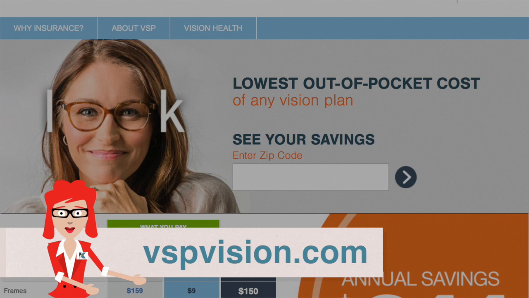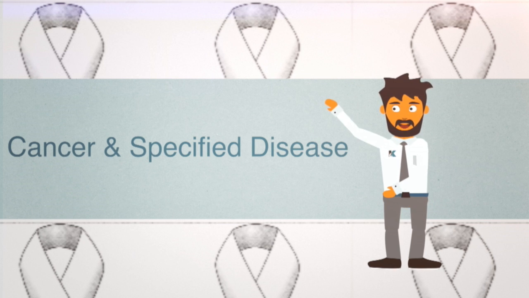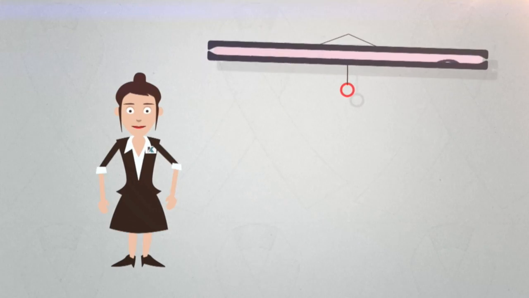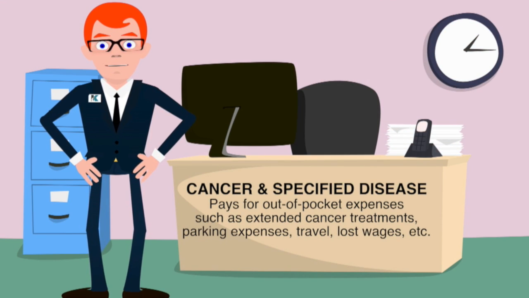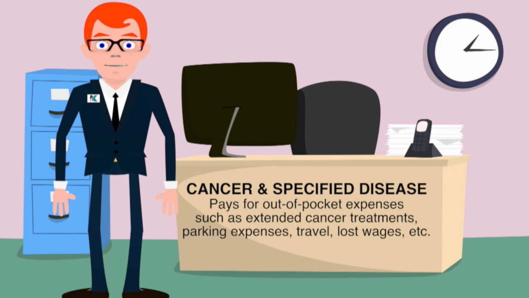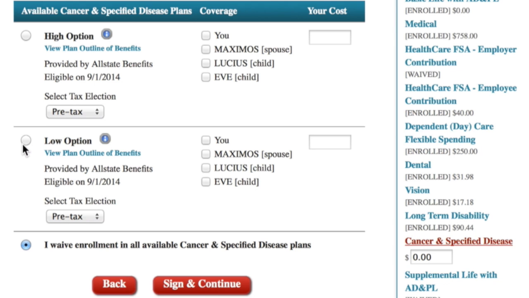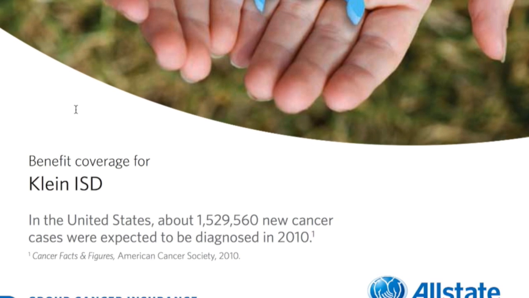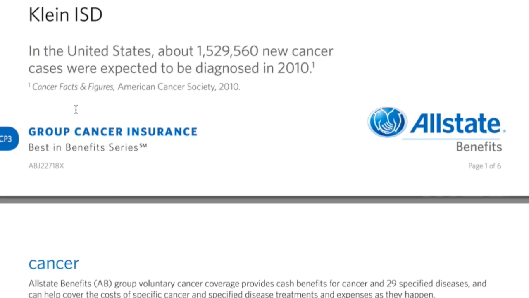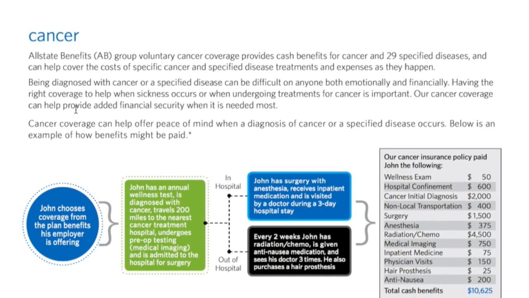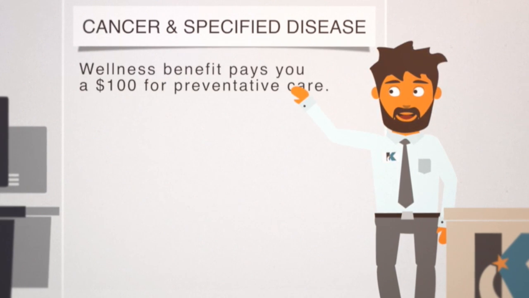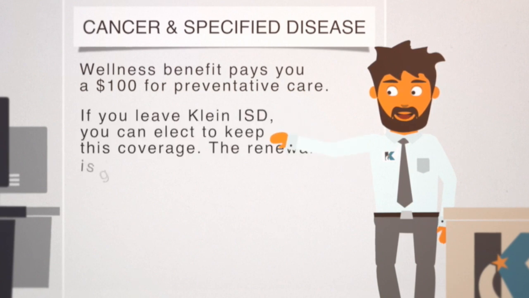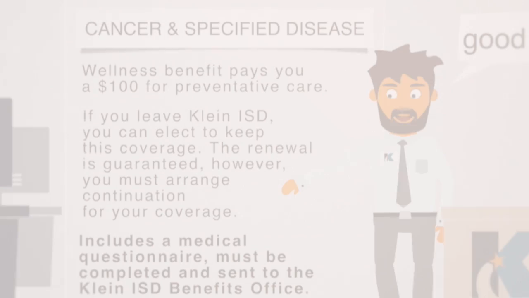Cancer and specified disease. While the Klein ISD medical plans do cover treatment related to cancer, patients often incur substantial out-of-pocket expenses due to extended treatments, lost wages, and travel expenses. The cancer and specified disease coverage through Allstate Cancer Plan is a supplemental plan that pays benefits directly to you. You may also elect to cover your family. This plan includes a wellness benefit and pays you $100 per year for getting an annual mammogram, pap smear, chest x-ray, PSA, or other covered routine wellness exam.